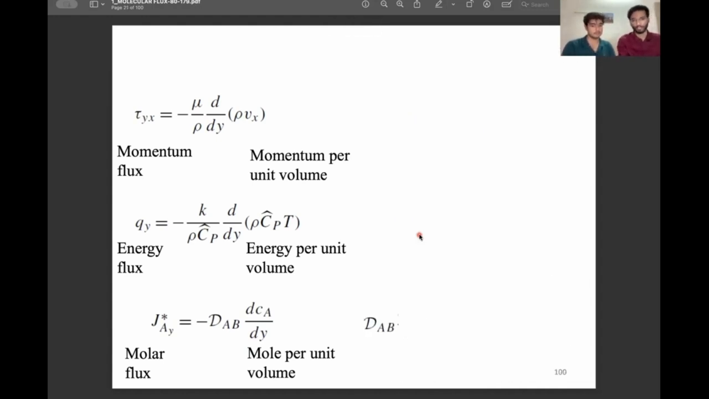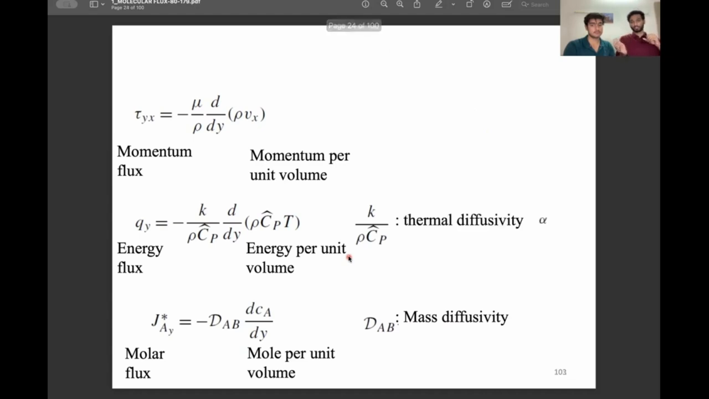Now we have made all the three laws more similar. We already know what DAB is. DAB is the mass diffusivity, right? Now the other constants we will change into diffusivity terms, like k by rho Cp, which can be considered as thermal diffusivity, represented by alpha, and mu by rho is called momentum diffusivity, which is denoted by nu. Now, what we had earlier was transport property into gradient of driving force.